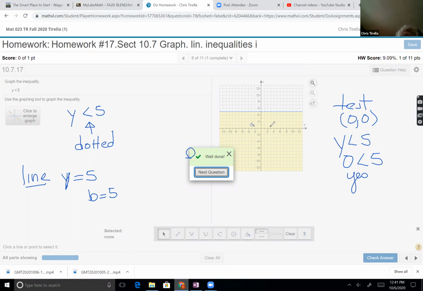And so are you folks comfortable with finding the right tools in MyLab to do this, whether it's a solid line or a dotted line? Make sure you pick the line tool, then take your test point and dump your bucket of paint. If we get a yes when we test, we dump the bucket where the point is. If we get a no when we test, we dump the bucket on the other side. All right?